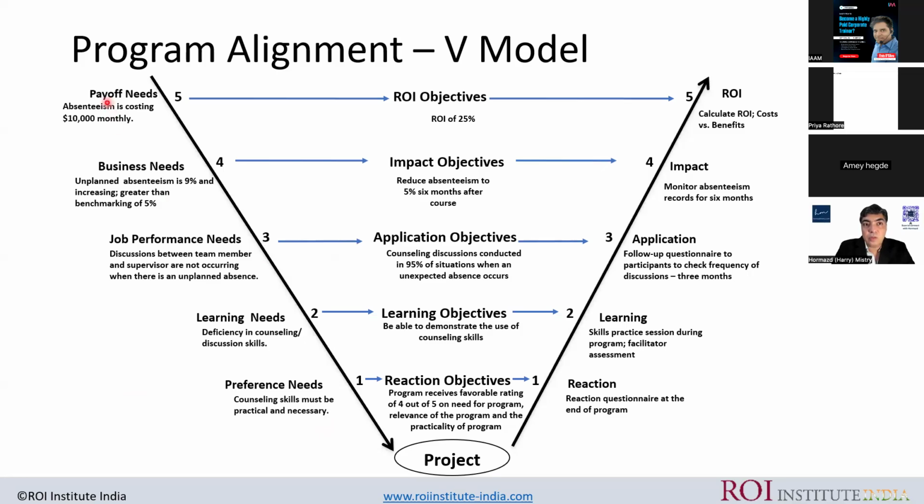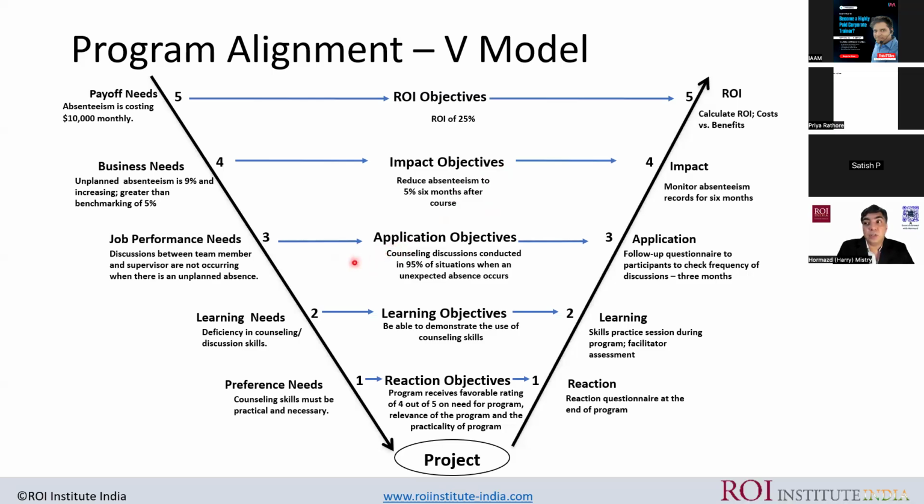Now, based on what we identified as the needs, we started writing up the objectives. They said that the ROI objective was to achieve an ROI of 25% or more from the program. The impact was to reduce absenteeism to 5% 6 months after the program. Remember, we are writing SMART objectives, and that's why we are making it time-bound as well.